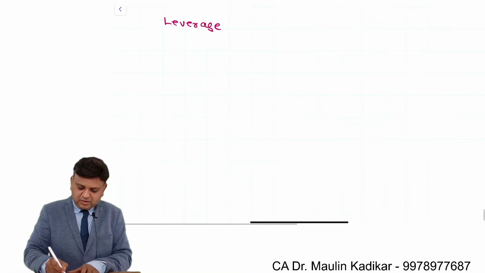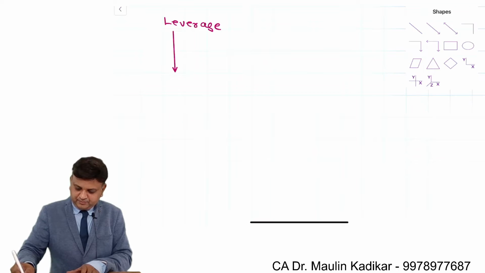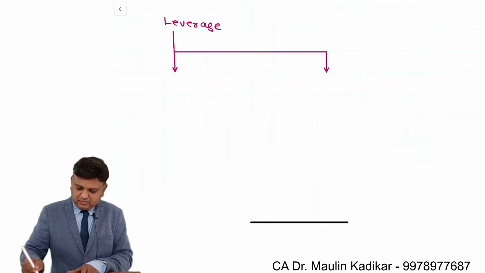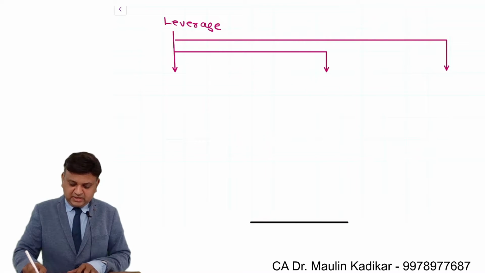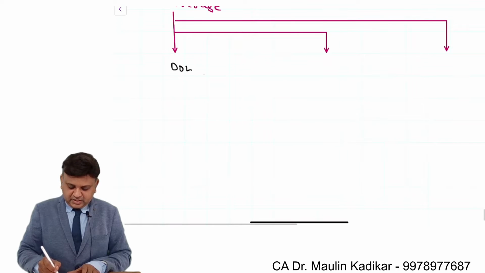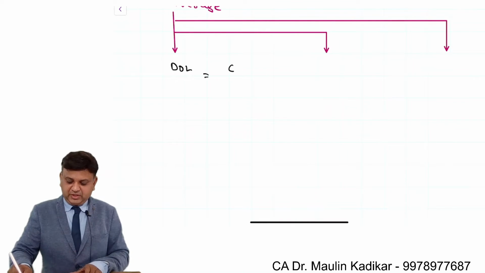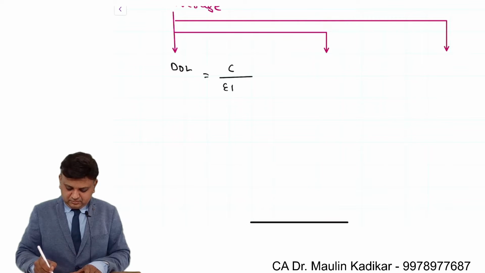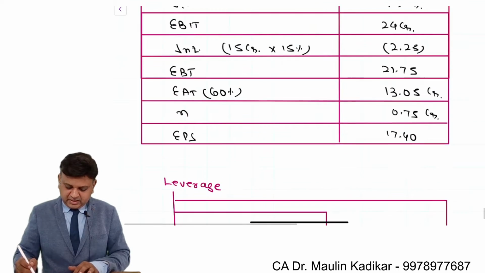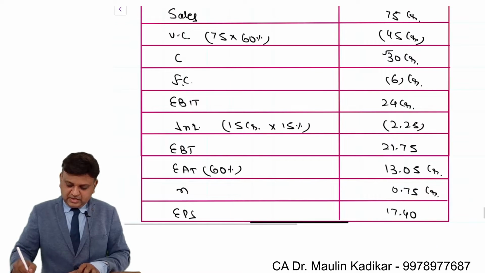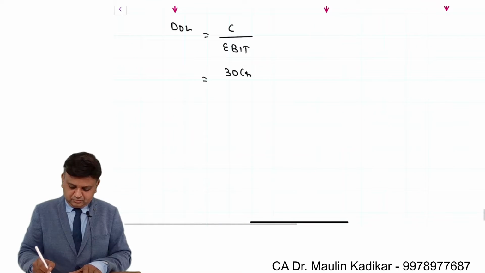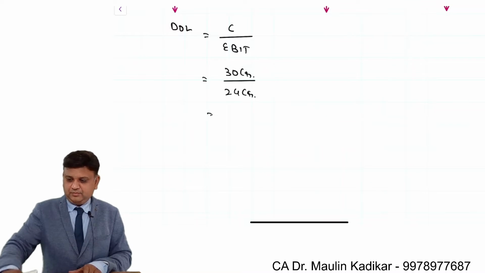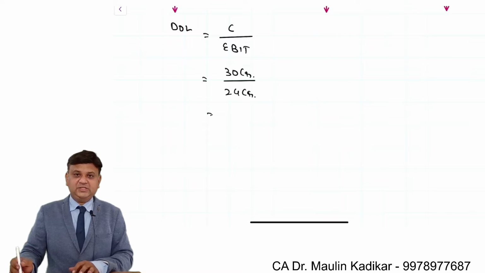In that, DOL, DFL and DCL. These 3 leverages are required to be found. Degree of operating leverage is contribution upon EBIT. The amount of the contribution is 30 crore and EBIT is 24 crore. So 30 crore upon 24 crore. Answer is 1.25.